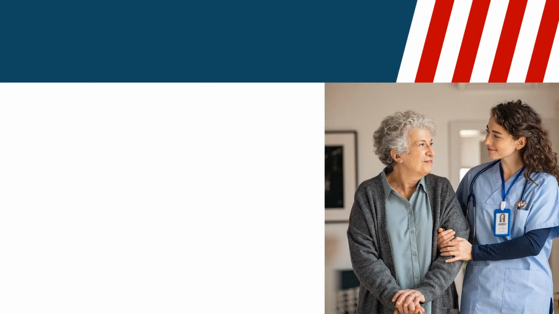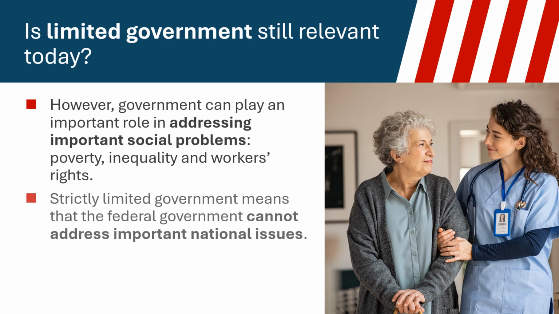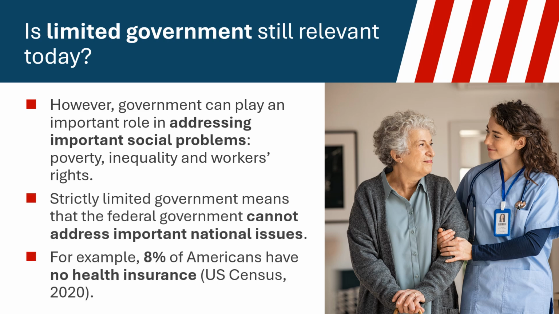However, government can play an important role in addressing important social problems, such as poverty, inequality, and workers' rights. Strictly limited government means that the federal government cannot fully address these national issues. For example, according to the US Census, 8% of Americans have no health insurance, while the UK's NHS provides universal health care.